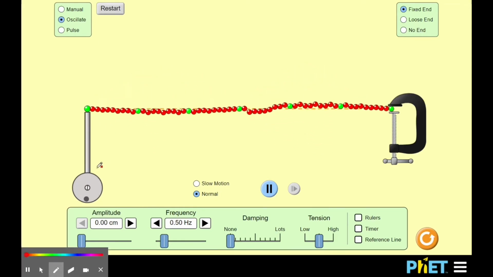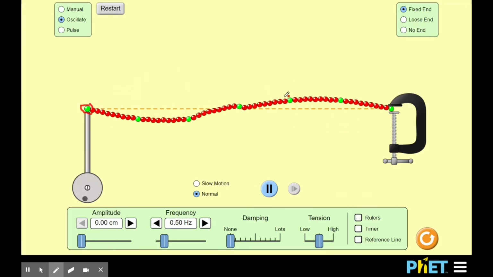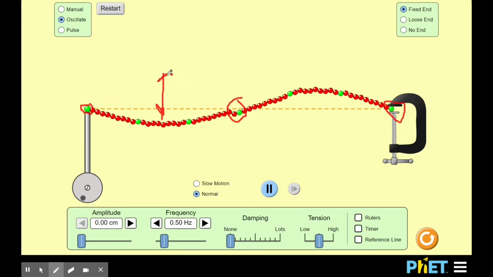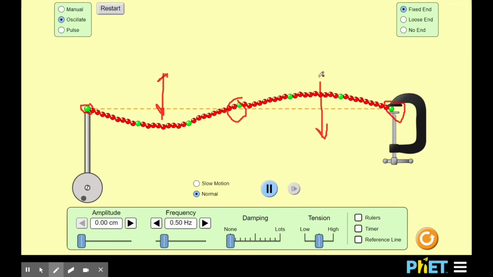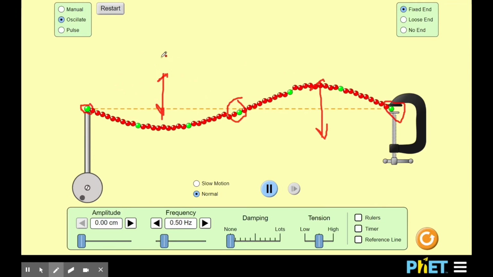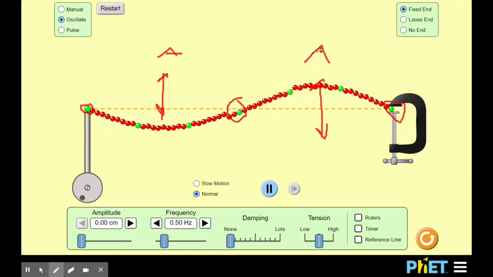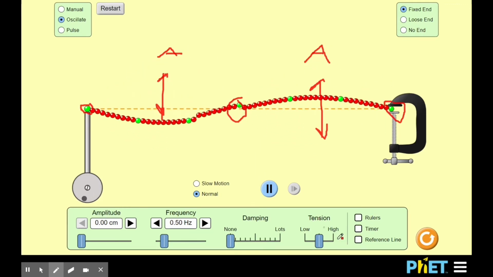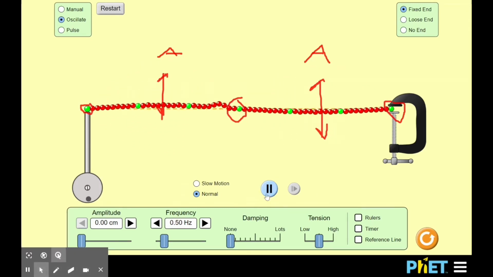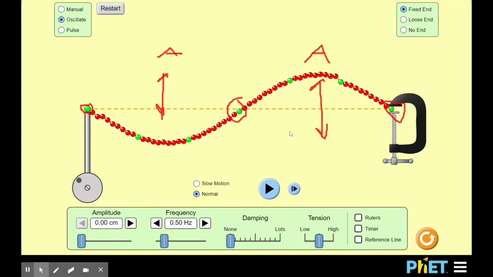Okay, now this standing wave, you can see there's a node at this end, a node in the middle, and a node at the end over here. And then this is an antinode, and this is an antinode. So you see that there are 3 nodes, there are 2 antinodes, and so the question is, how much of a wave is this? So let's go ahead and pause it. And we see that the wave has a trough and a crest. So this is one full wave.